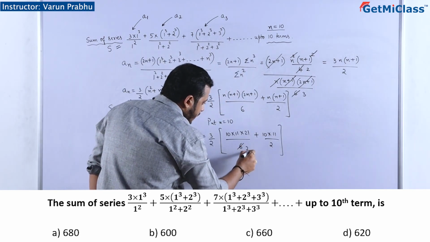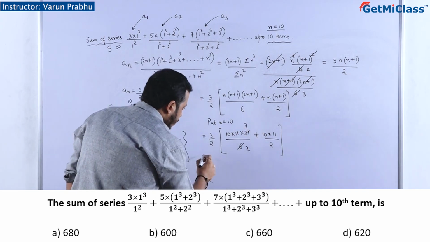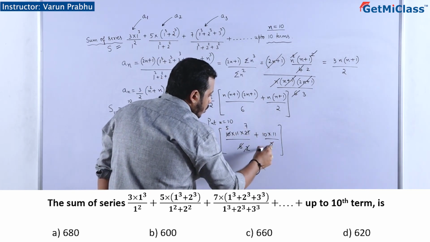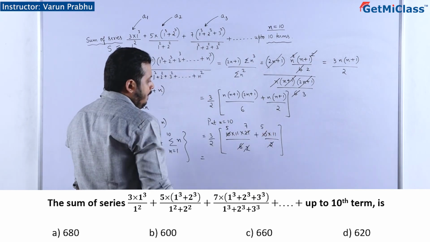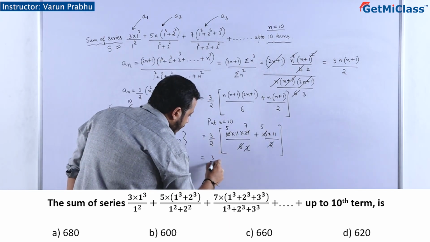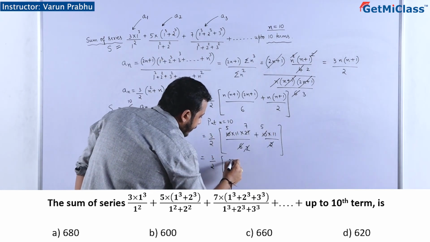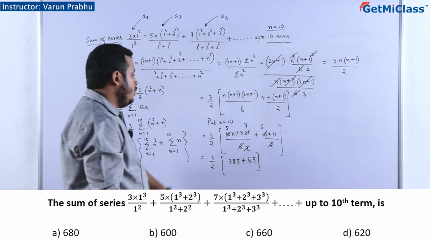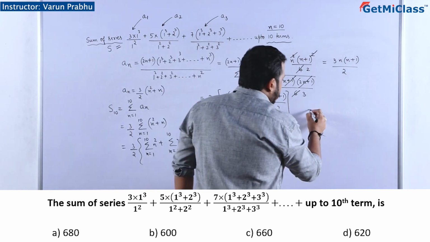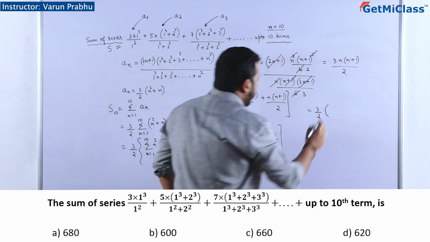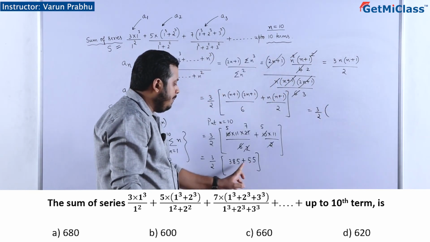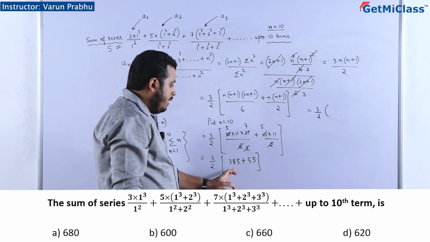So 3 2s are 6, 3 7s are 21. So your answer will be here: 2 1s are 2, 2 5s are 10. 5 7s are 35, and 3 by 2. 35 into 11 is 385 plus 55. So the final answer would be like this: 3 divided by 2 multiplied with 385 plus 55. 380 plus 50 is 430, so 440.